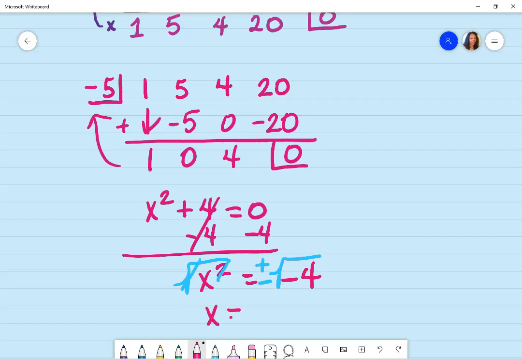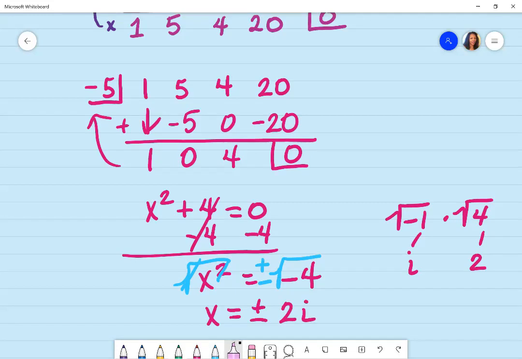And I'm left with x is equal to plus or minus. Well, the square root of 4 is 2. And the square root of -4 is really the square root of -1 times the square root of 4. So anytime I have a square root of a negative, an i comes out. The square root of 4 is 2. I don't write it as i2, I write it as 2i. I have 2 answers: a positive 2i and a negative 2i.